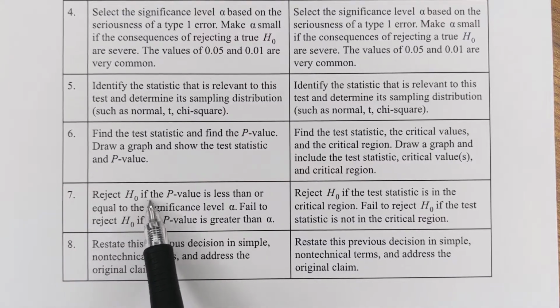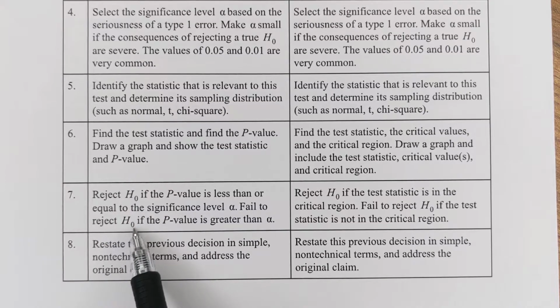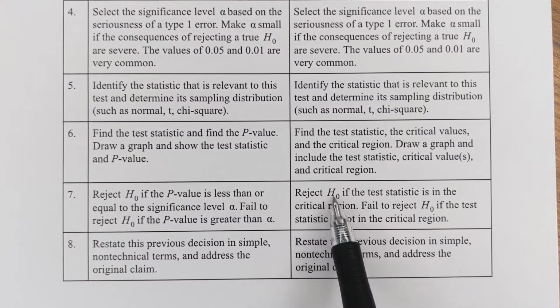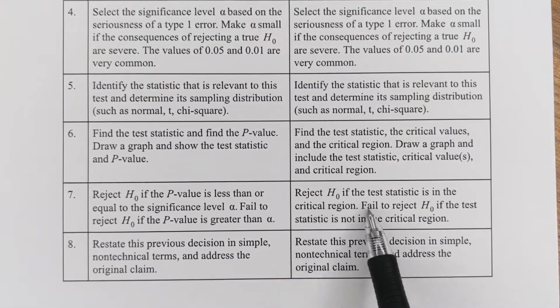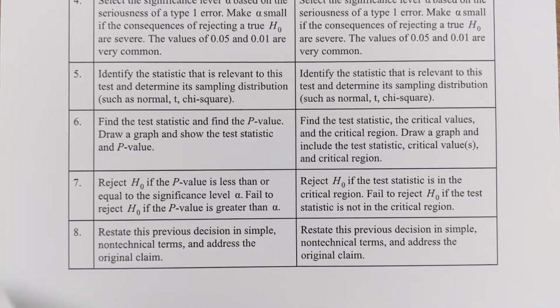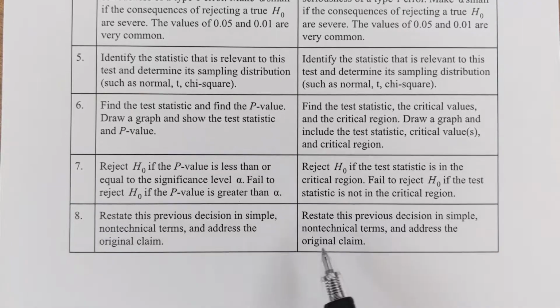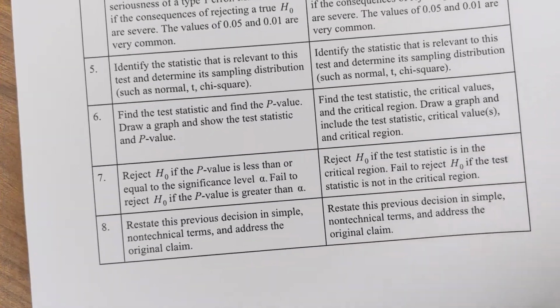Reject H0 if the p-value is less than or equal to the significance level. Fail to reject H0 if the p-value is greater. Reject H0 if the test statistic is in the critical region. Fail to reject if it's not in the critical region. So, okay. Restate the previous decision in simple, non-technical terms, and address the original claim. So there are all the steps.